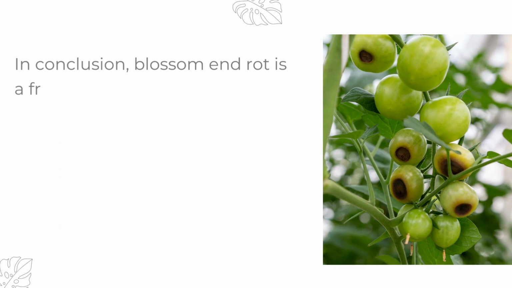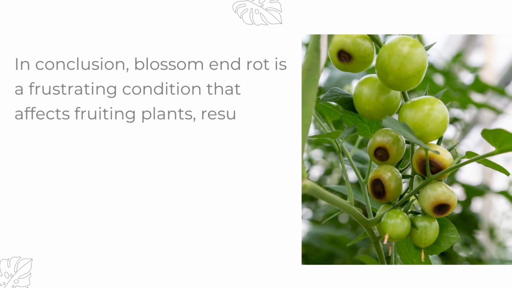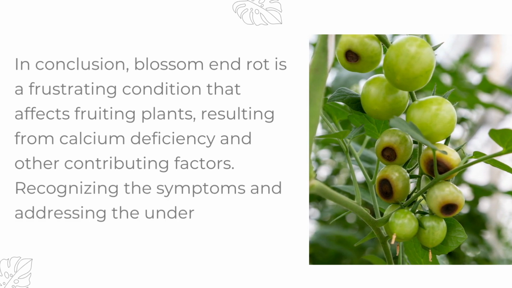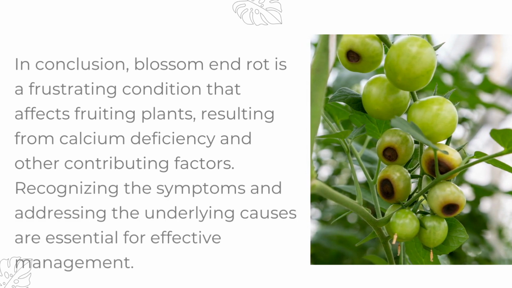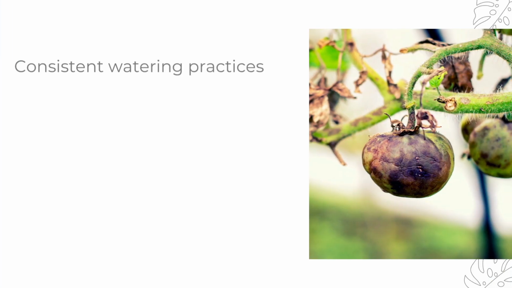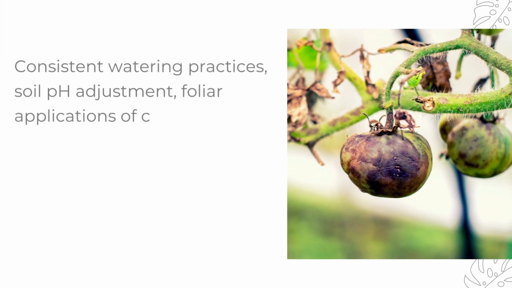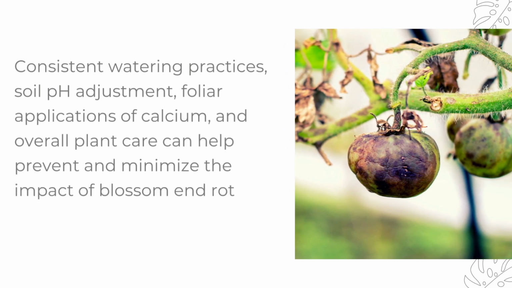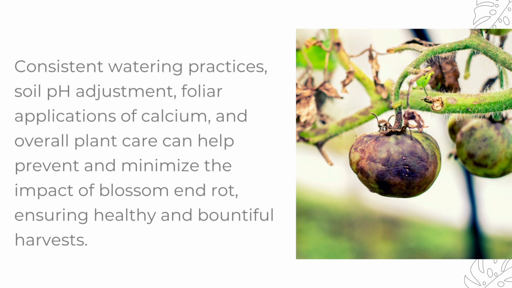In conclusion, blossom end rot is a frustrating condition that affects fruiting plants, resulting from calcium deficiency and other contributing factors. Recognizing the symptoms and addressing the underlying causes are essential for effective management. Consistent watering practices, soil pH adjustment, foliar applications of calcium, and overall plant care can help prevent and minimize the impact of blossom end rot, ensuring healthy and bountiful harvests.